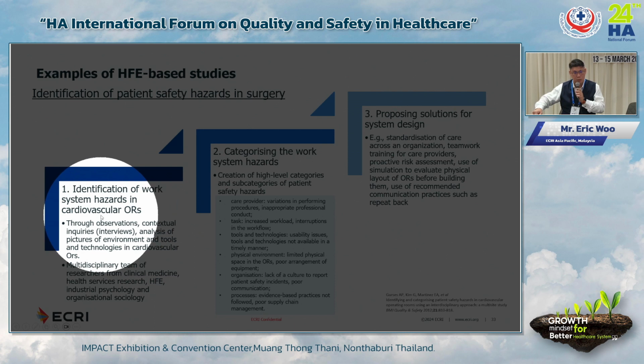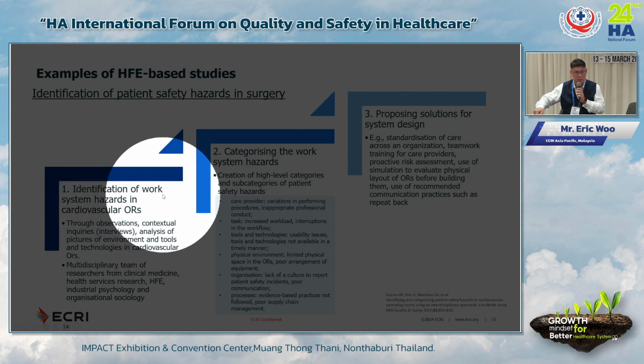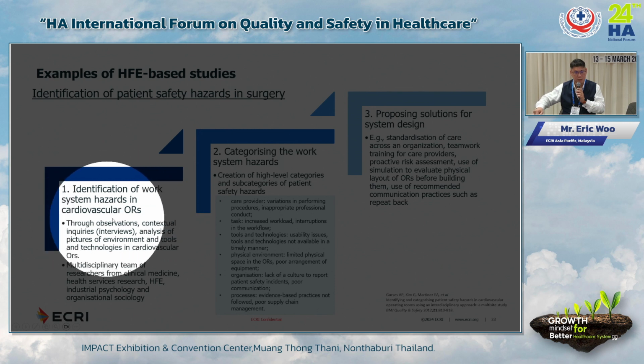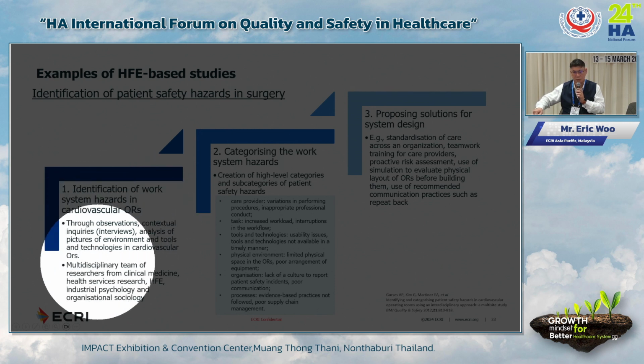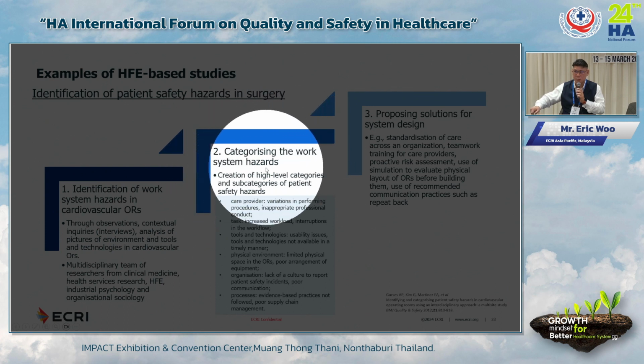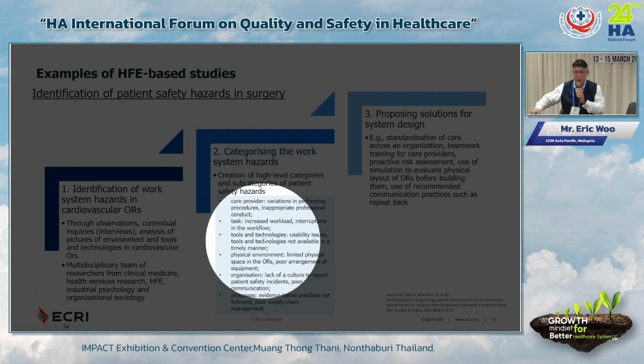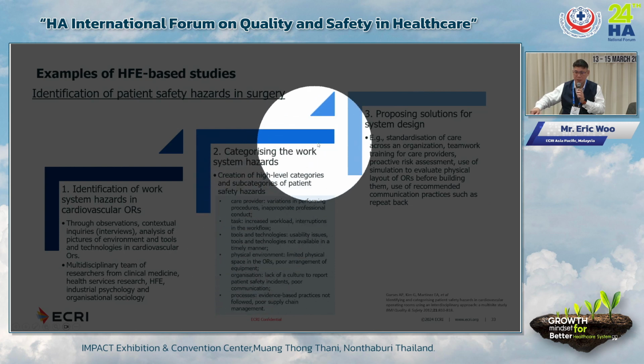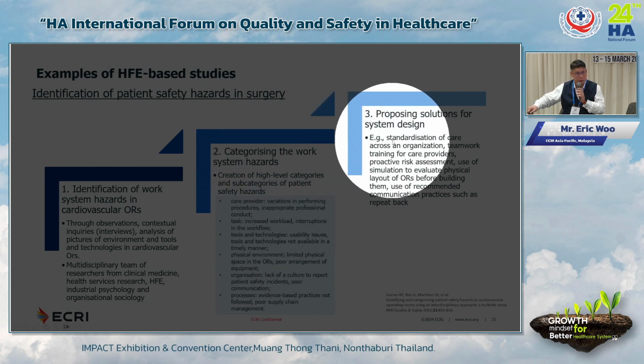So one of those things that they do in terms of HFE consideration, and some of the studies that identify work system hazards in cardiovascular ORs, for example. What did they identify? They categorized the work system hazards. So how do they categorize them? They define everything. And then they propose what are the new solutions.